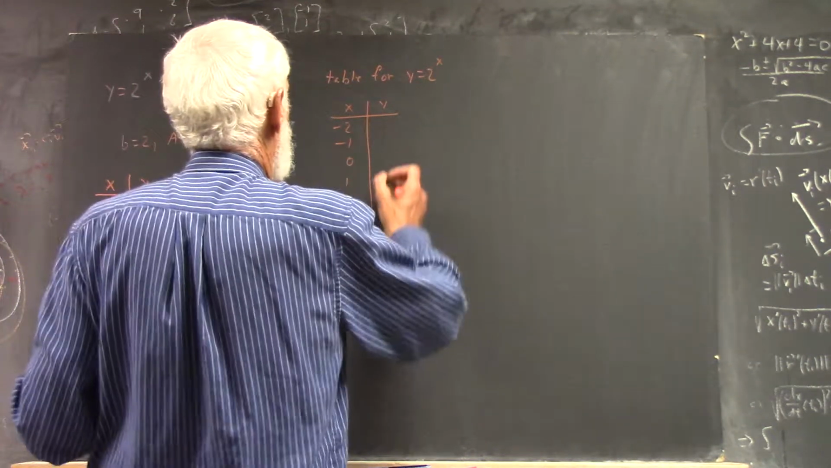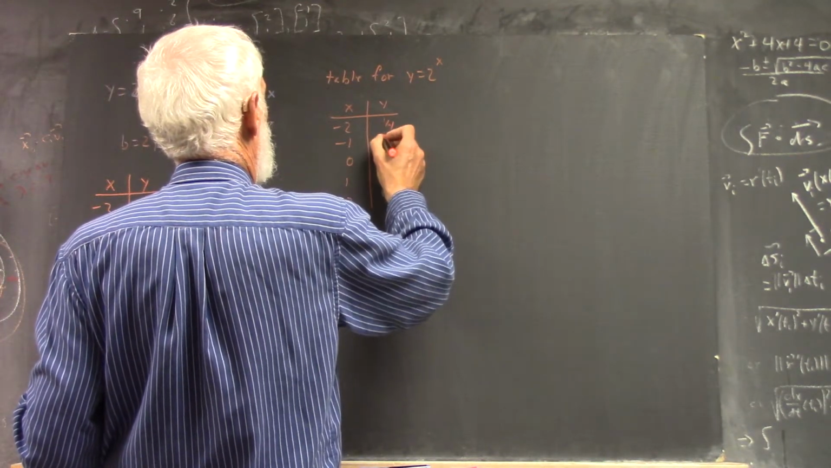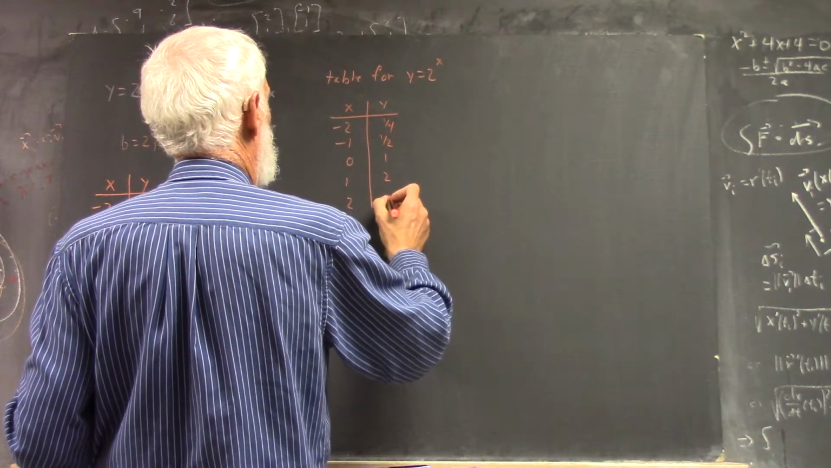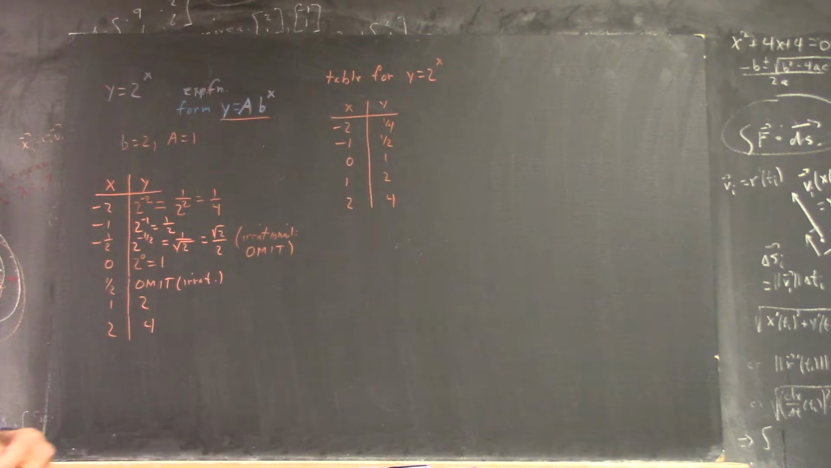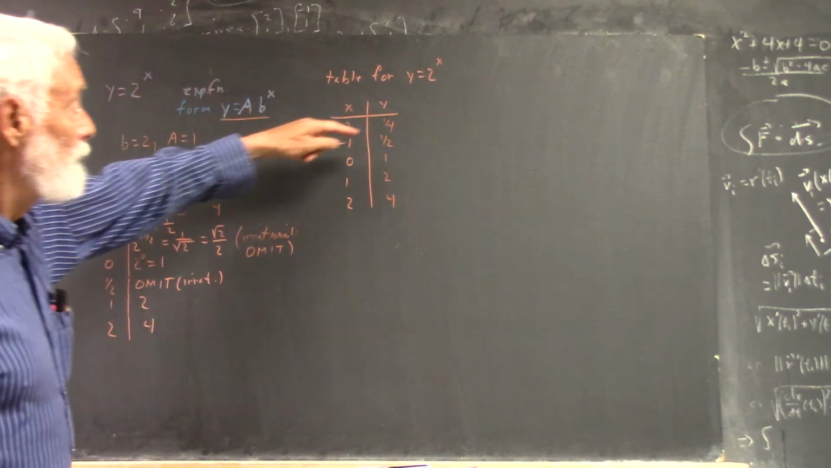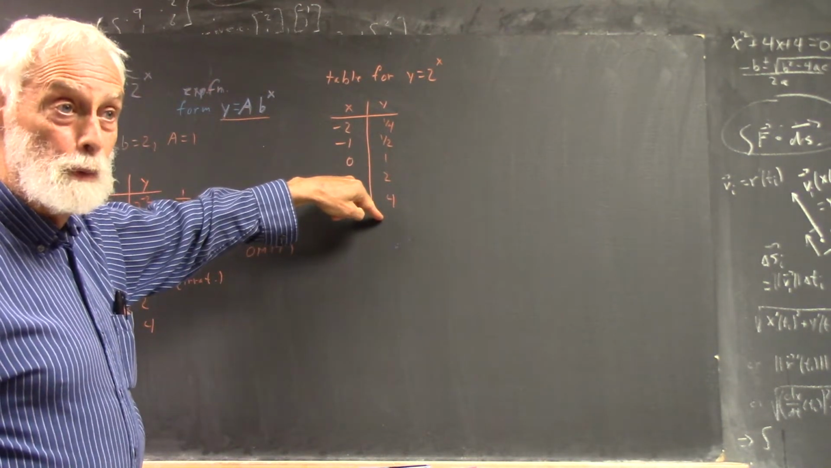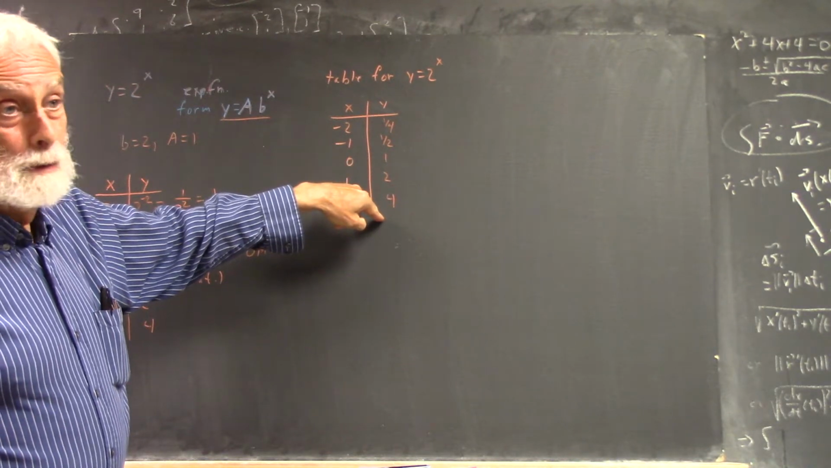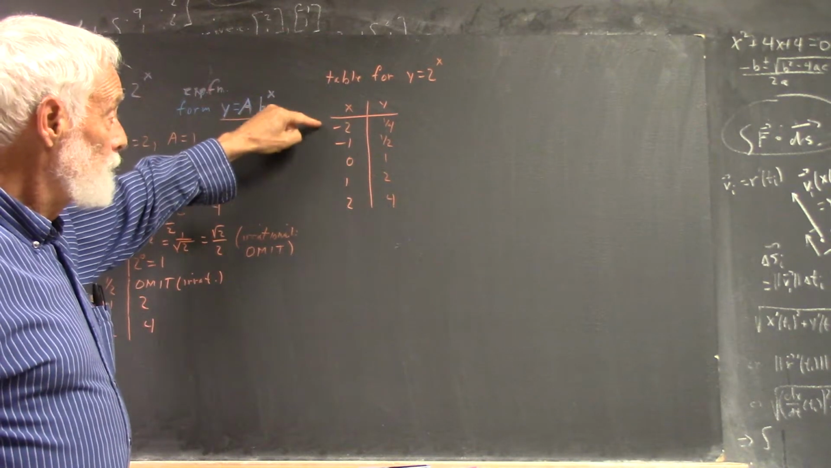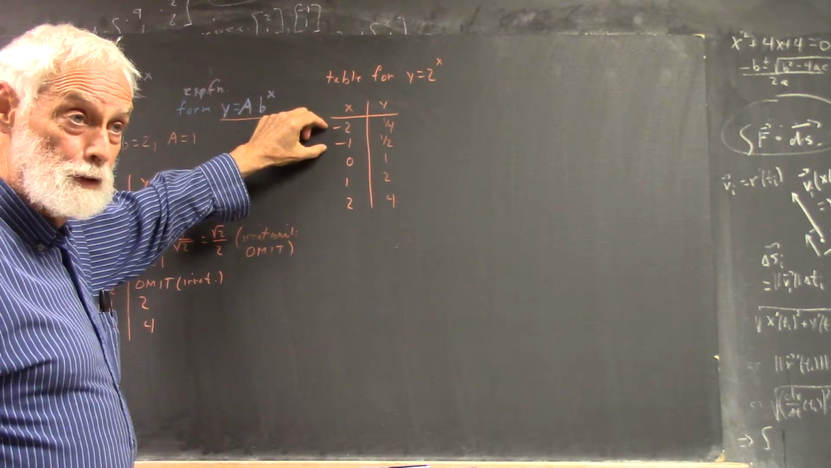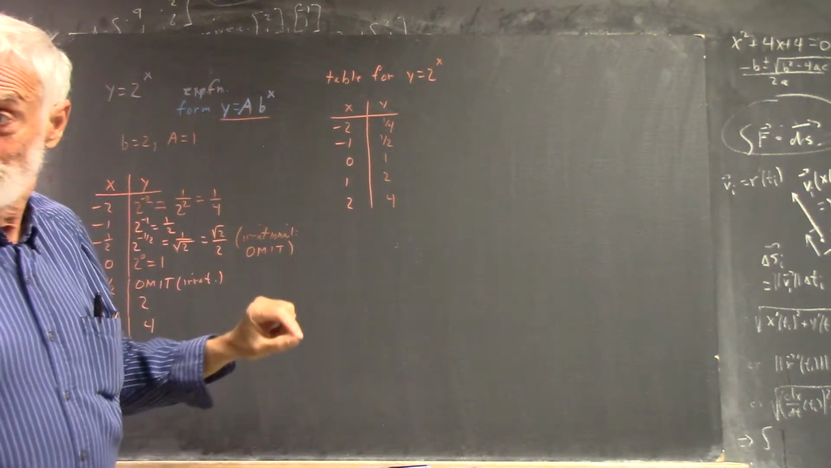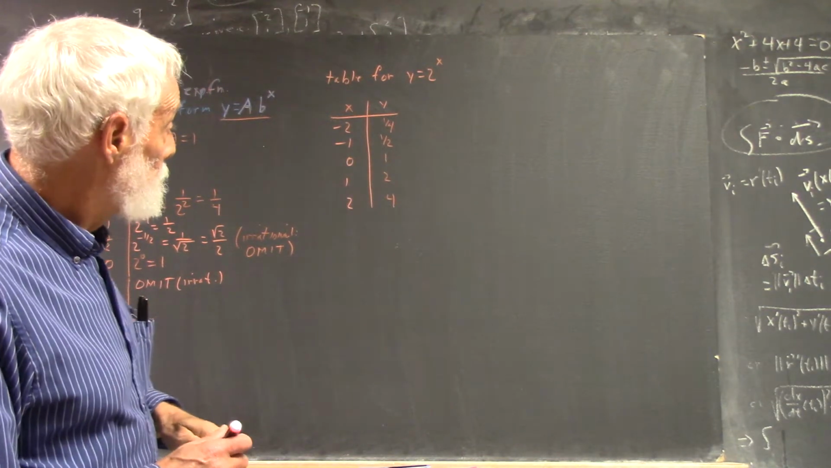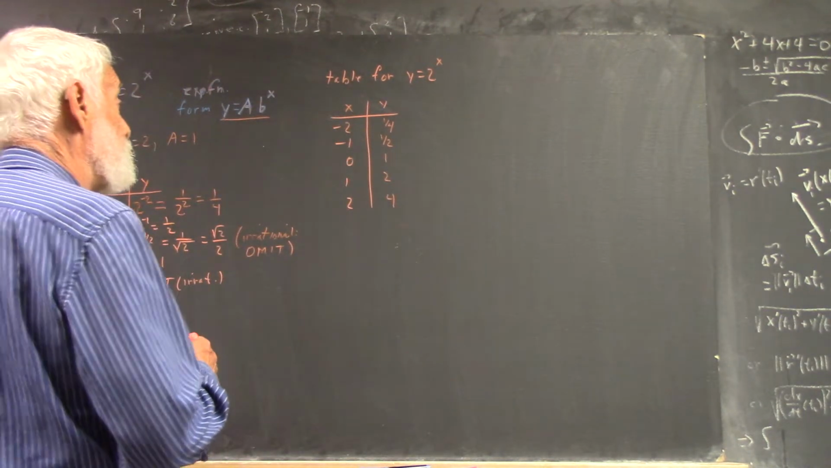Well, again, we get 1/4, 1/2, 1, 2, 4. What's the doubling time for this function? The doubling interval. On what interval does the value double? 1. Every one of these numbers is the double of the one before it. You want to think about that. And the x interval that causes that to happen is always 1. x always changes by 1, and this doubles. So there's our table for y equals 2 to the x.